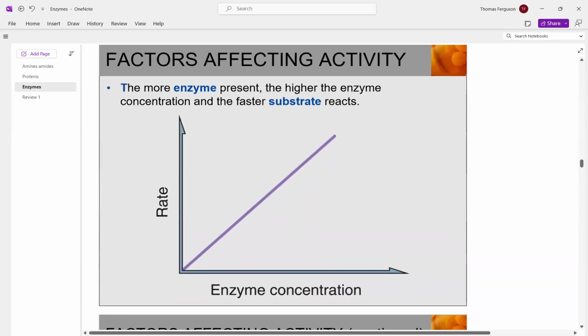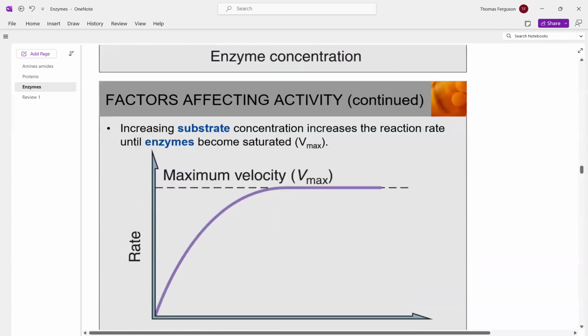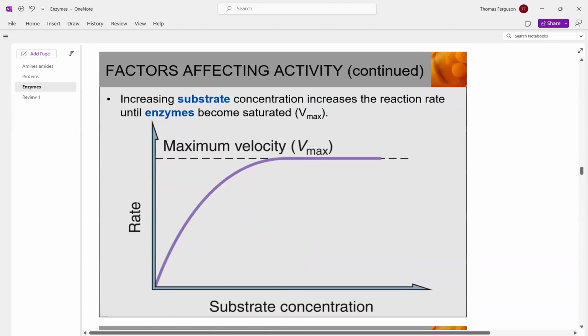So the rate, how fast it's going, if you increase the enzyme concentration, the rate goes up. There's just more catalyst there to facilitate that reaction. However, it doesn't go on forever. If we increase the substrate and we have a fixed amount of enzyme, then the rate is going to peak. It's going to flatten out. That's because there's not enough active sites to do the reaction.